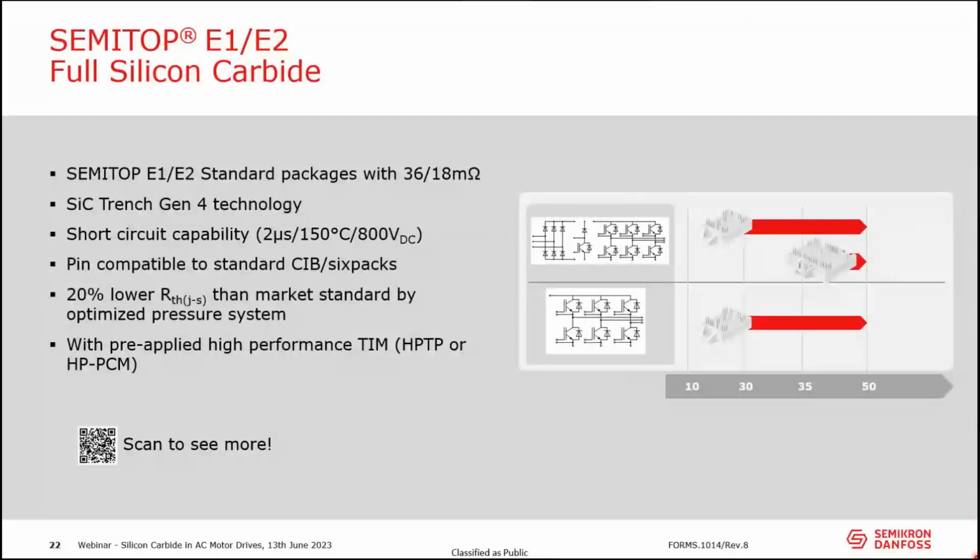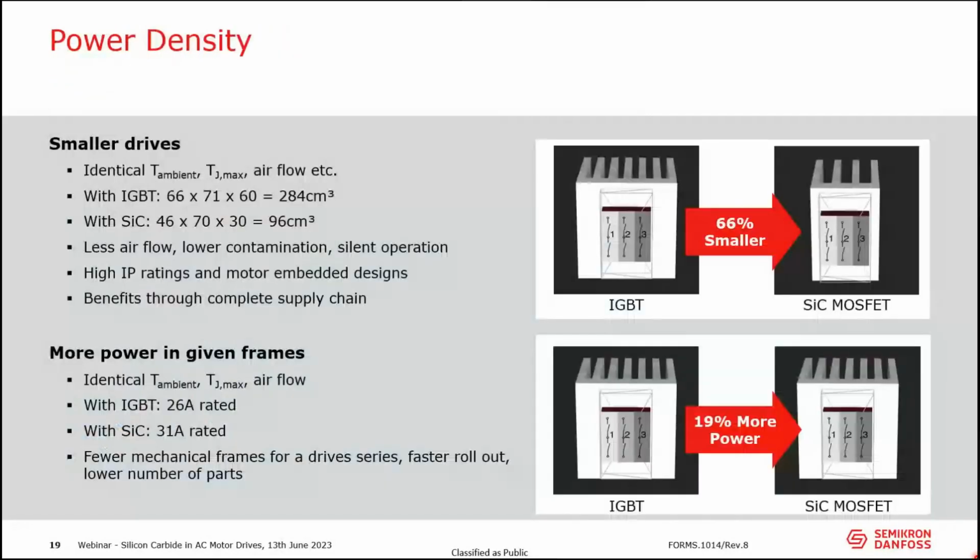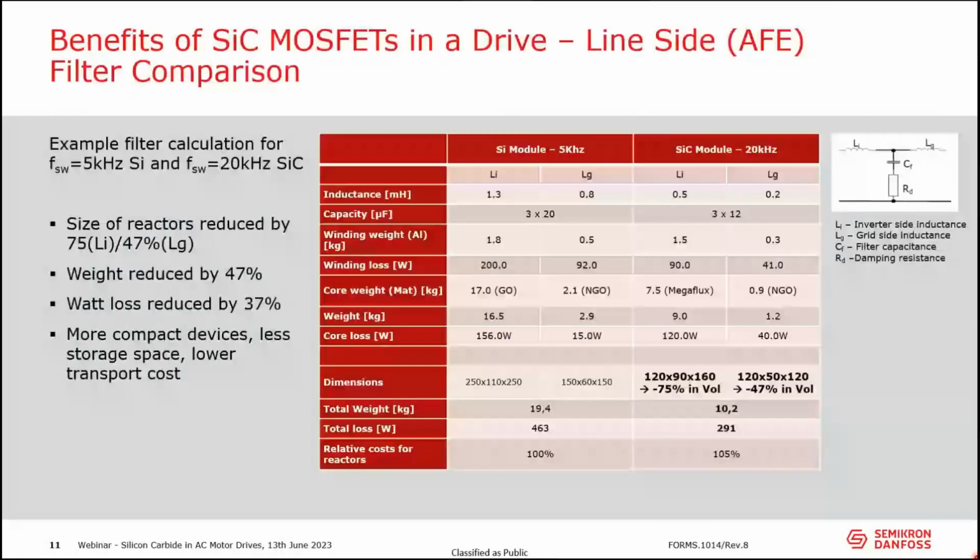On slide number 11, there are a couple of questions having to do with the magnetics. I know that you're not necessarily an expert, but maybe you can answer a couple of these. The first question being, why are the core losses in the silicon carbide module smaller than in the silicon module?